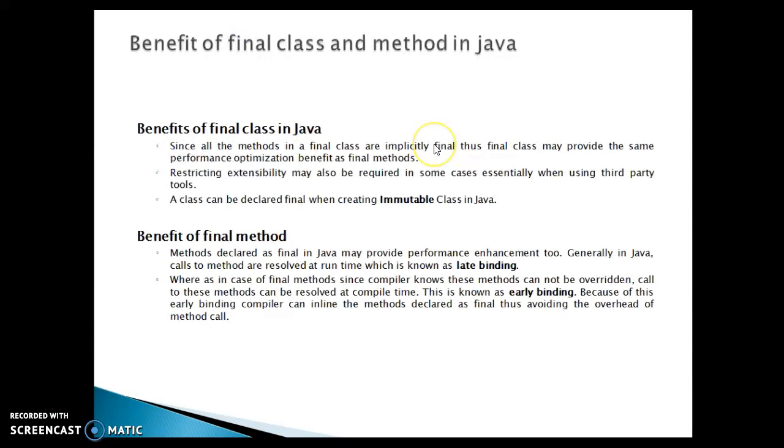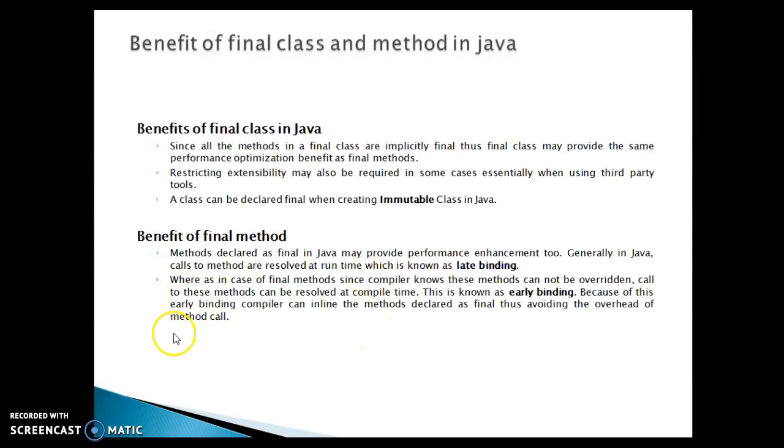Now when we talk about the benefits of final class and method in Java, since all the methods in the final class are implicitly final, a final class may provide the same performance optimization benefits as final methods. So better we talk about the benefits of the final method first. Methods declared as final in Java may provide a performance enhancement too.